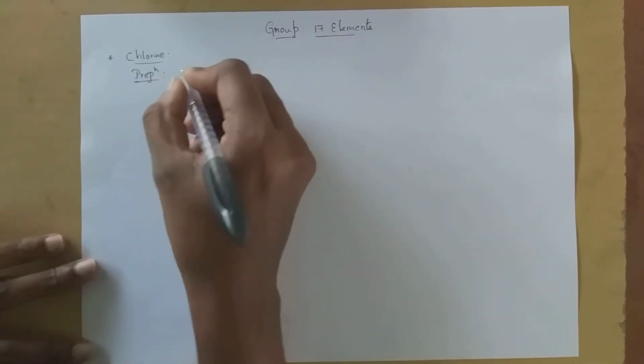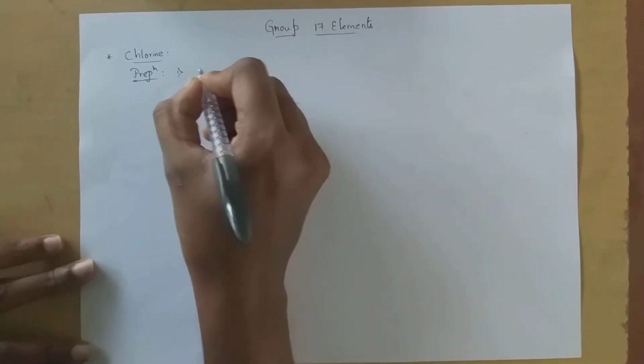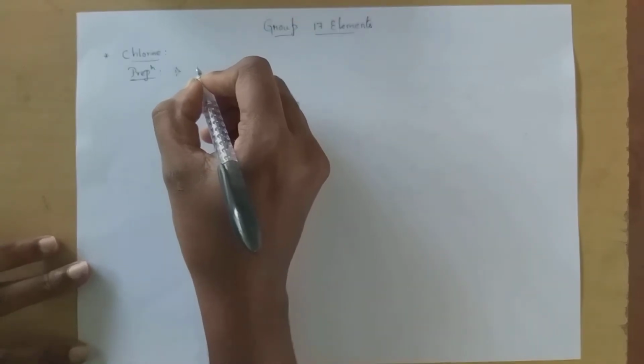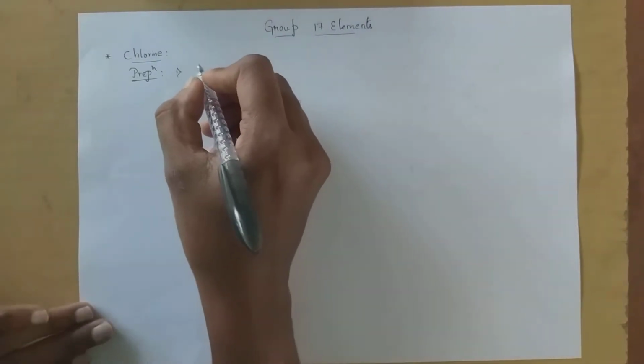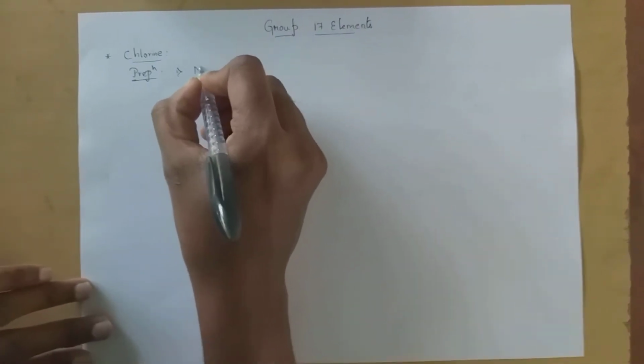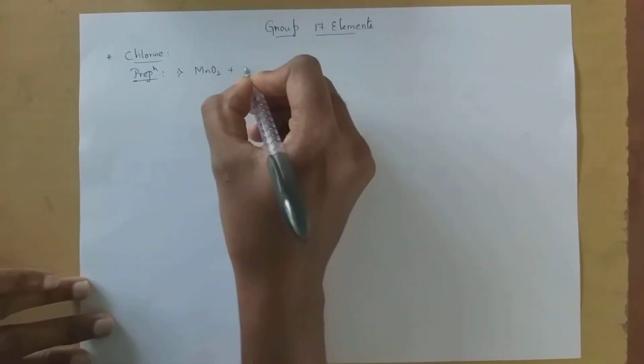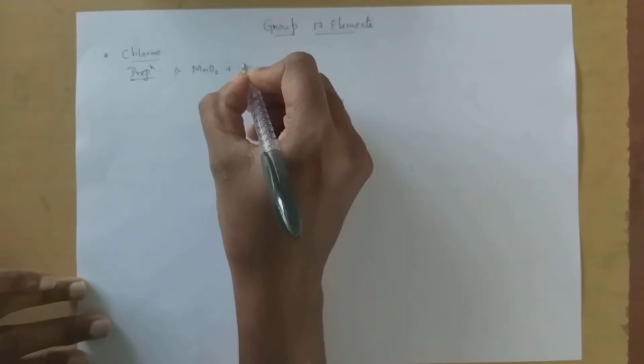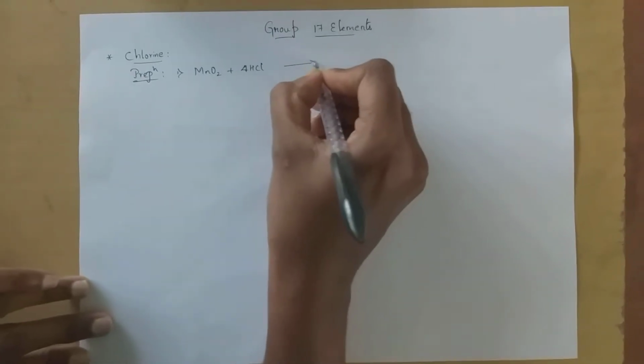Students, under group 17 elements, we have the first compound, that is chlorine. Coming to the preparation, firstly, we are going to heat manganese dioxide, MnO2, in the presence of concentrated HCl, and we are going to get chlorine gas.